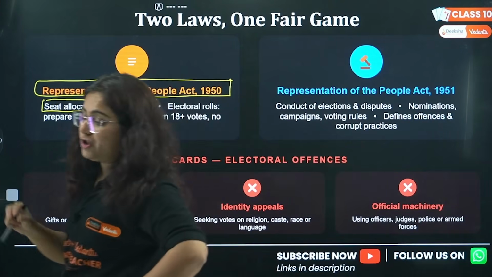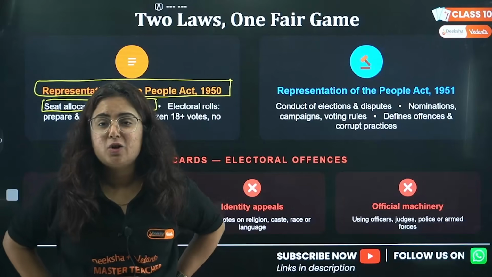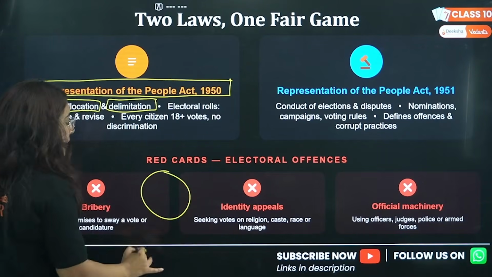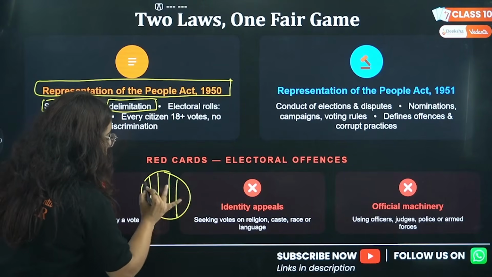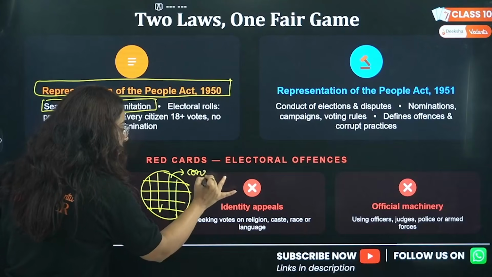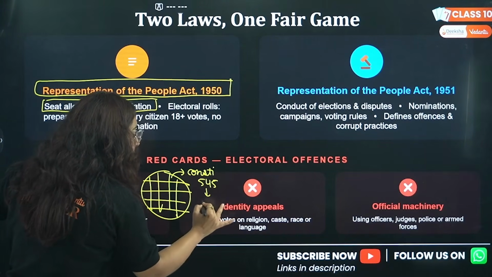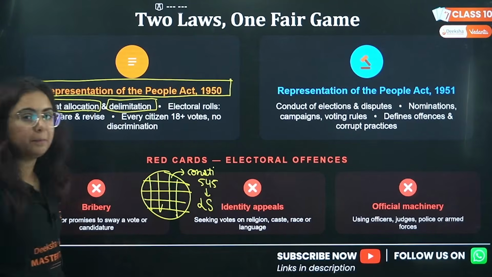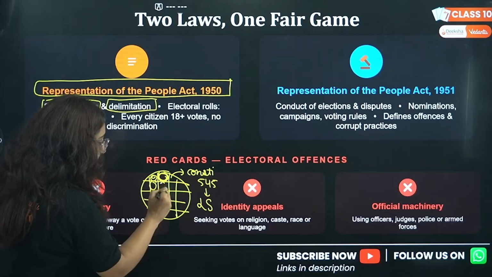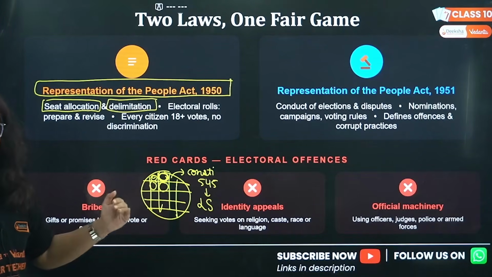For this delimitation, a separate article is written in the Constitution. Right? Separate article. So this is the country. We divide the country into different areas. These areas are known as constituencies. These constituencies are 545 in number for the elections to Lok Sabha. This division of the areas is known as, bacha, what? Delimitation. Are you getting every point or not?